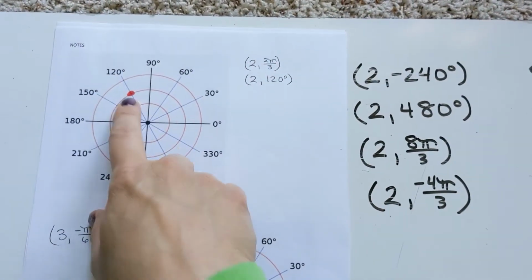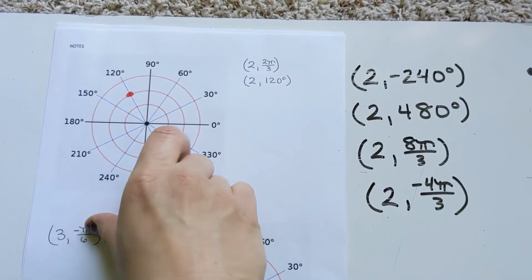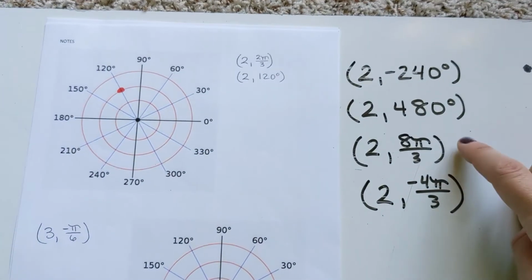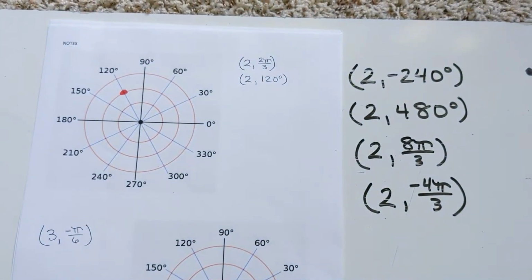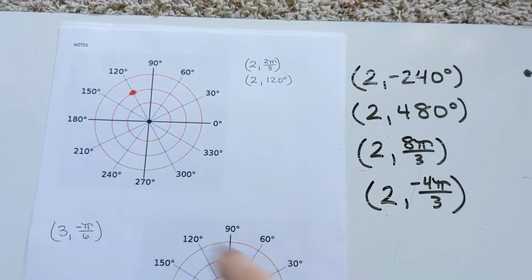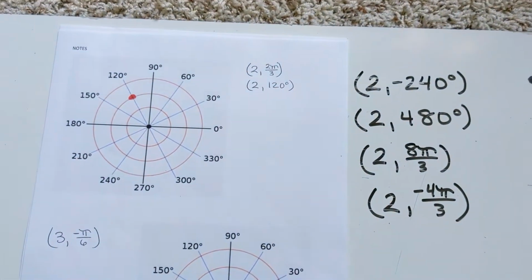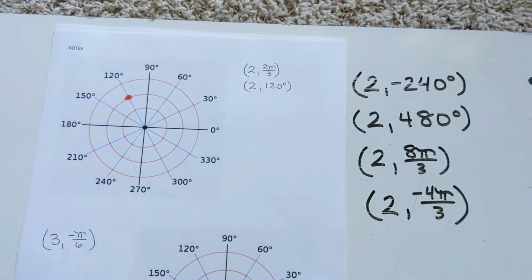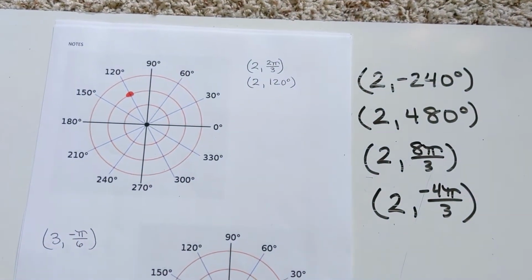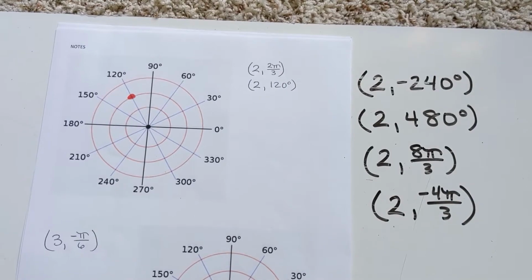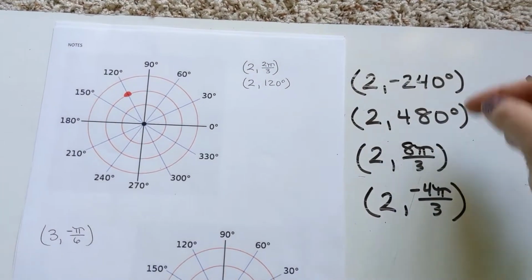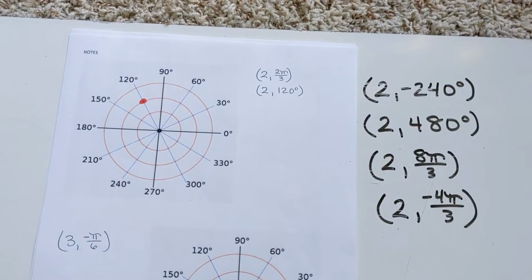2 pi over 3, which is here. Imagine if I went all the way around the circle and then to it. Remember, that's like 8 pi over 3. Or if I went the negative direction, that'd be the same thing as negative 4 pi over 3. So all of these will really have the exact same dot, the exact same location. Just be aware that we can graph it, we can give it as different points.